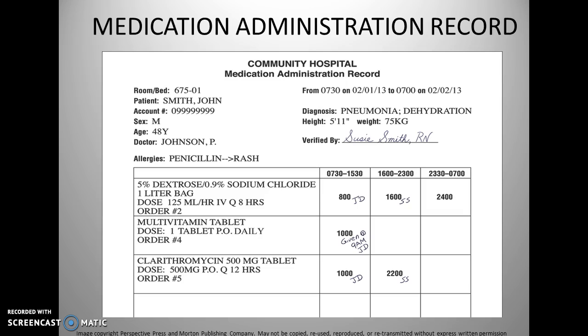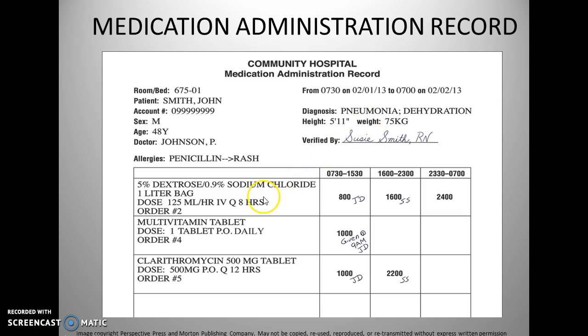Okay, so as you look at this particular chart here, you see where this person is located in the hospital, name, if there's a particular hospital general account number, male or female, age, the doctor, any type of allergies that person may have, the time the person has been in the hospital, the diagnosis of the disease, height, weight, and then possibly the admitting nurse or the nurse supervisor on that particular unit.